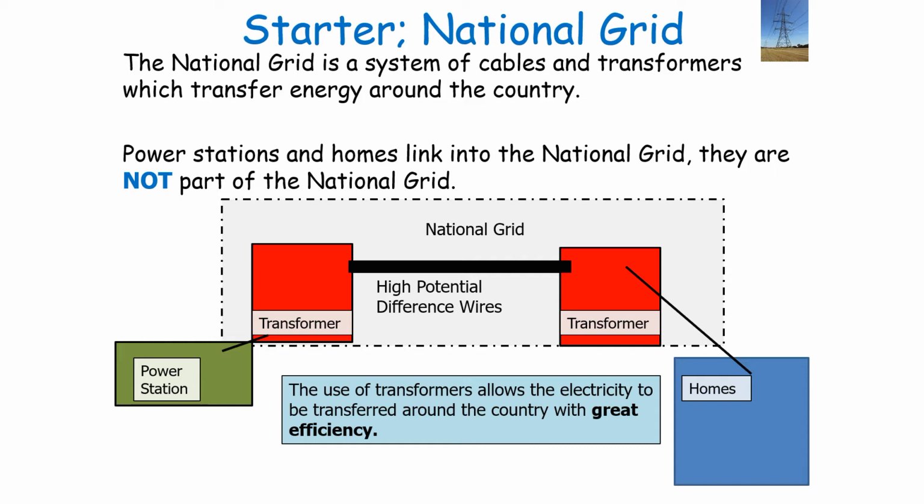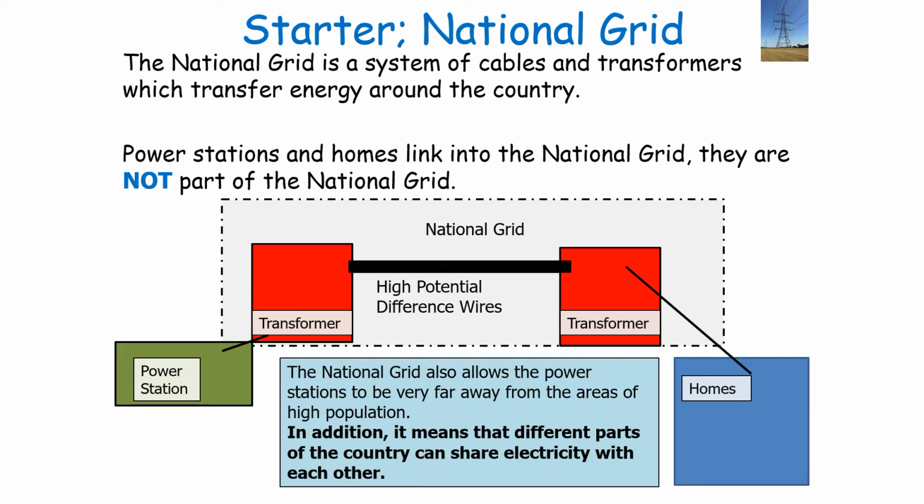Now let's just remember that power stations and homes link to the national grid but are not considered part of the national grid, and the aim of the national grid is to use transformers to allow the electricity to be transferred around the country with great efficiency. And in addition, it also means that different parts of the country can share electricity with each other.